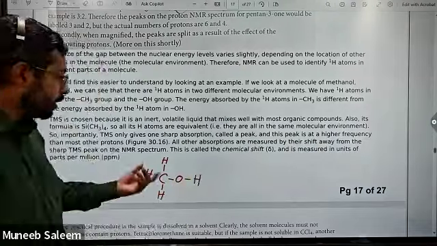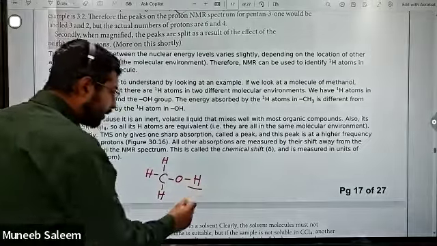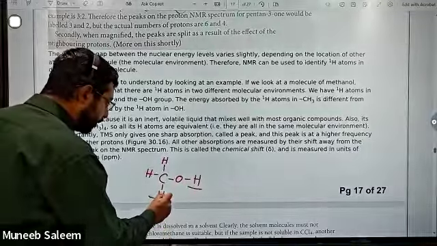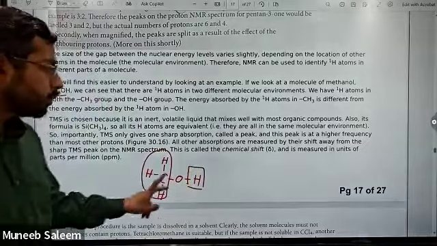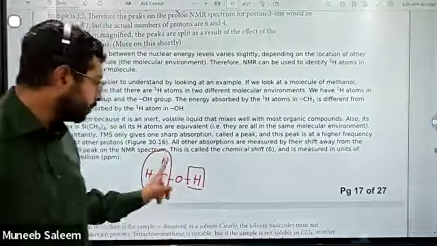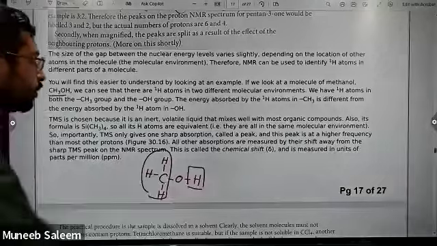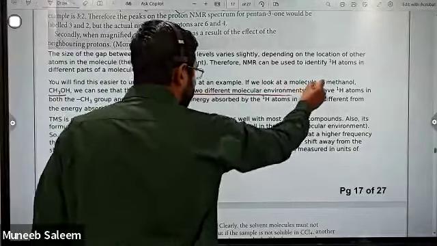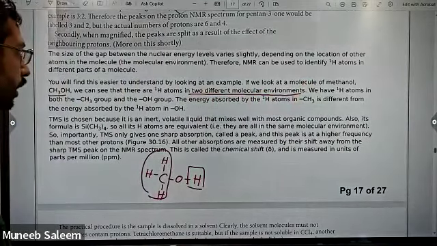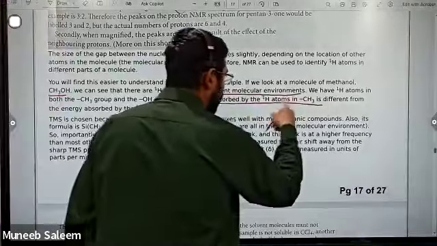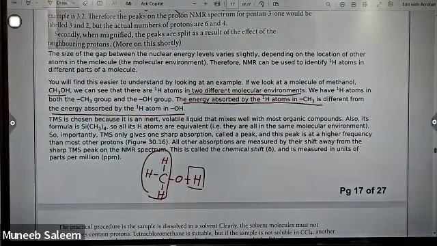Now in this case, we have 4 hydrogen atoms in total. Out of these 4 hydrogen atoms, this hydrogen has a different chemical environment as compared to these 3 hydrogen atoms. So you will find 2 peaks for the hydrogen atoms, 1 peak for all of these 3 hydrogen atoms, and 1 peak for this hydrogen atom. So 2 different chemical environments are present here on the basis of the hydrogen atoms. The energy absorbed by the hydrogen 1 atoms of the CH3 is different from the energy absorbed by the hydrogen 1 atom of the OH.